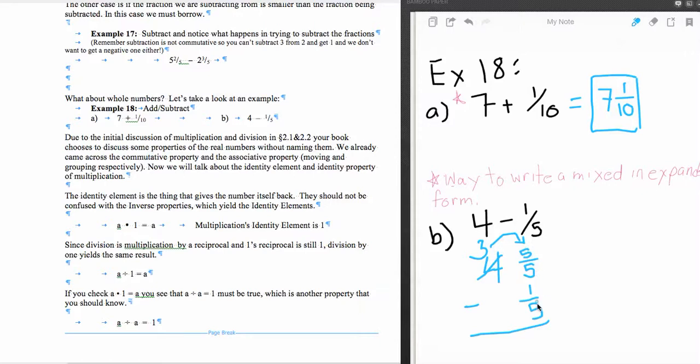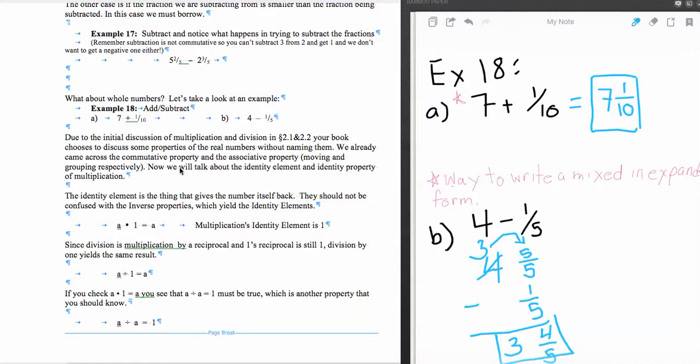Now I can subtract. 5 minus 1 is 4. And that's over my common denominator 5, and 3 minus 0, which is 3, and now I have my final answer. So that's subtracting with whole numbers.